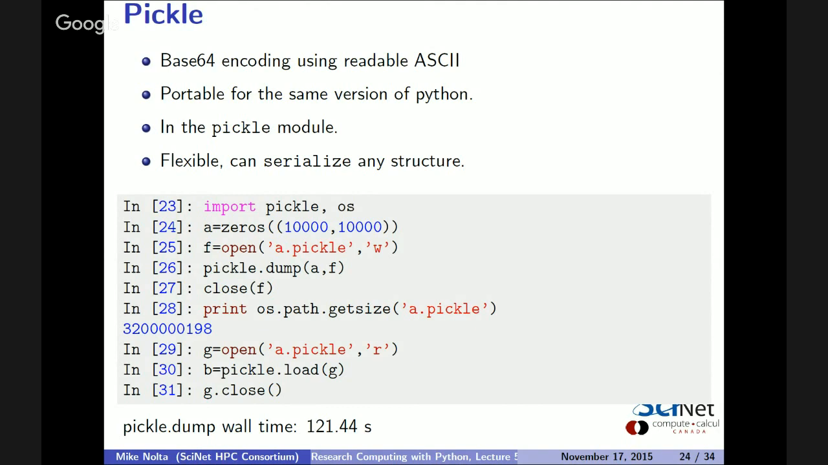Okay, so here's an example. I've got Pickle. I'm going to make a big array. I start off by using the normal file API. I open a file handle in writable mode. And now I use this Pickle dump function. So I dump the object I want to dump into the file pointer that I opened.